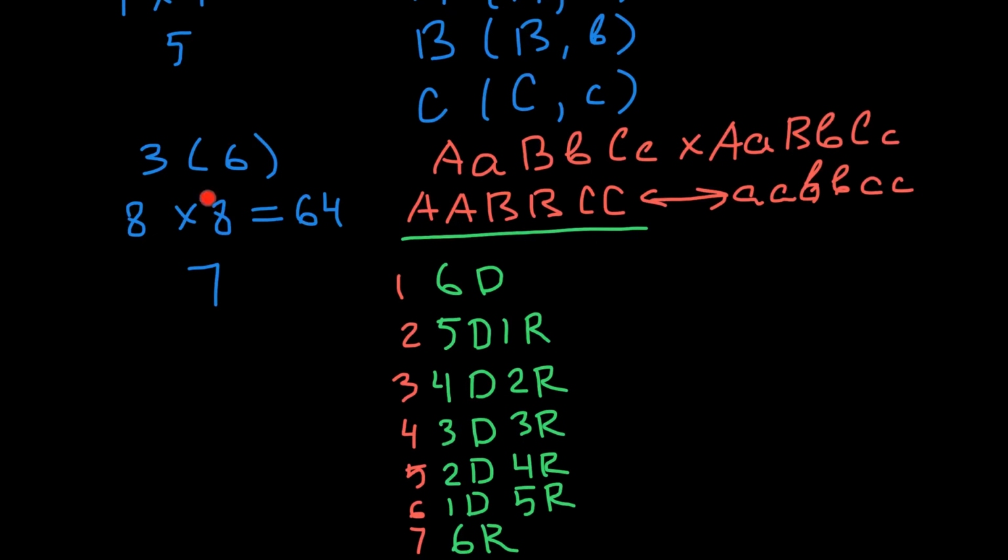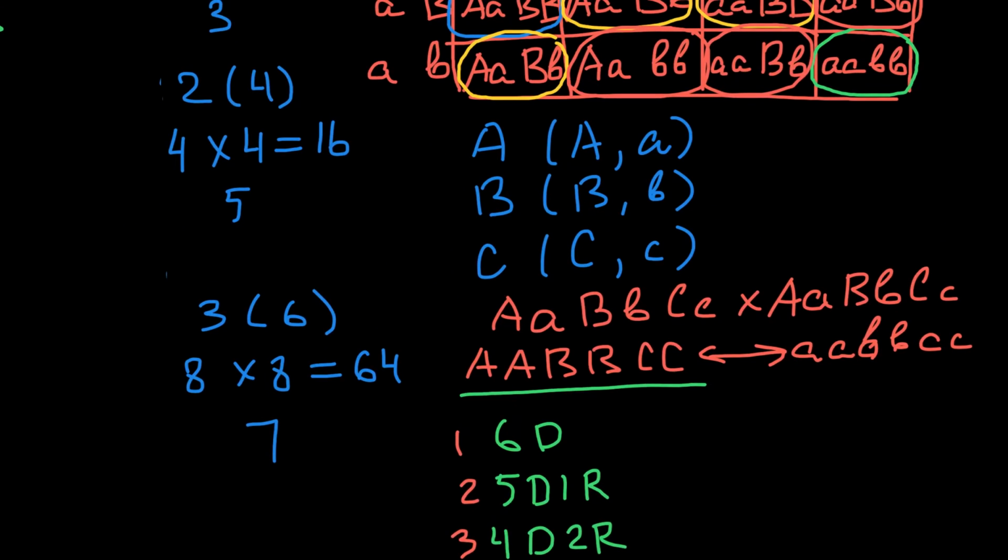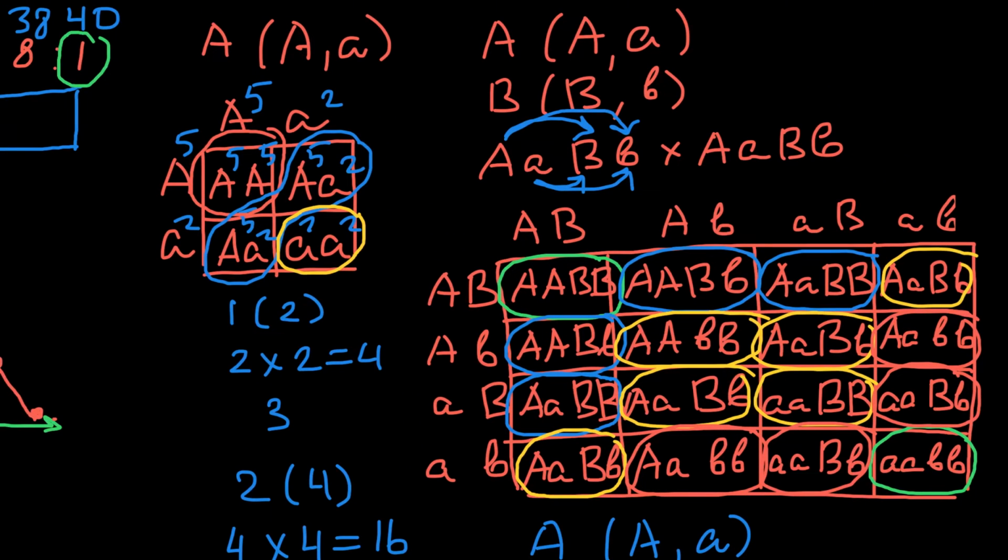Our Punnett square is going to be 8 by 8, 64 cells. And we are going to have 7 classes of phenotypes. And another important piece of information is that, for example, with 1 gene, 2 alleles, each extreme phenotype, so this is one extreme, this is another, we see with a frequency of 1/4. 1/4 this extreme, 1/4 this extreme. 2 by 2, 4 cells, and each with a frequency of 1/4.